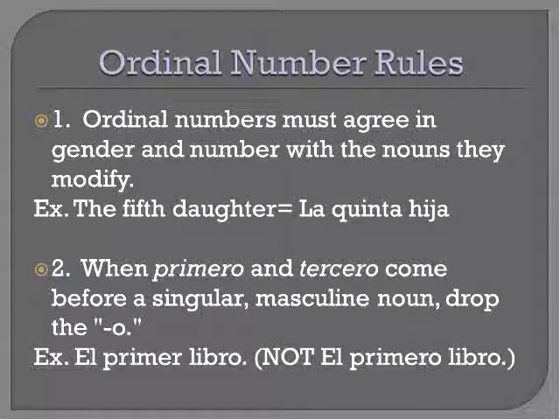So these are your two rules that you have with ordinal numbers we need to remember. Agree with gender and number, and if you're dealing with primero and tercero, first and third, and you have a masculine noun, you have to take off that O. That's the only time it doesn't work. So we wouldn't say el primero libro. That would be wrong. The reason is because of this rule. We're taking it off because that's a singular masculine.